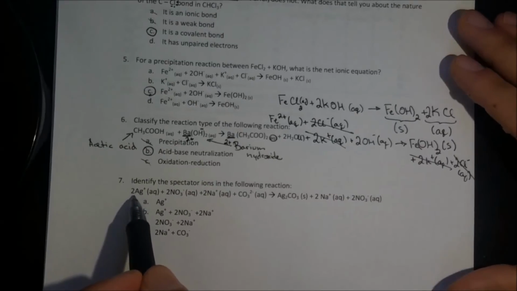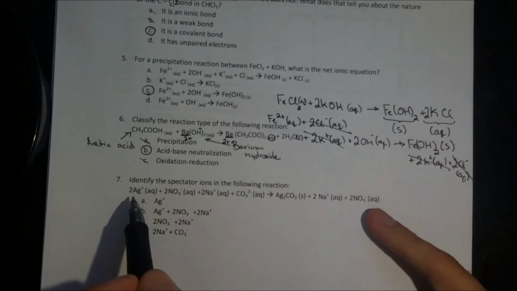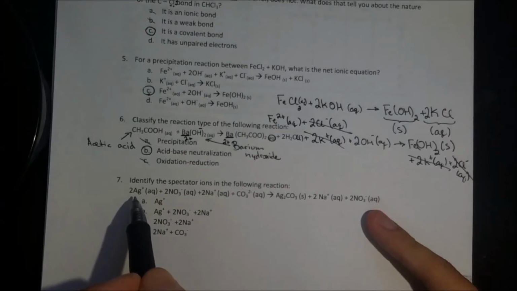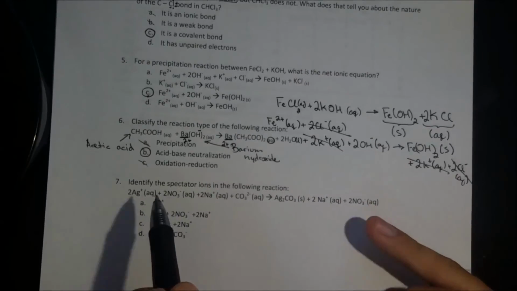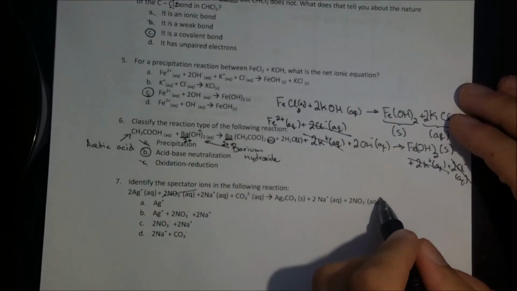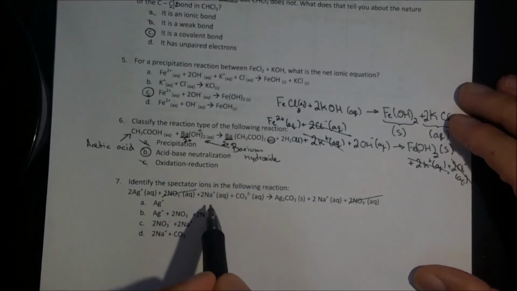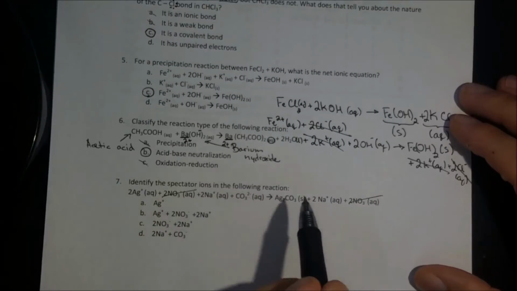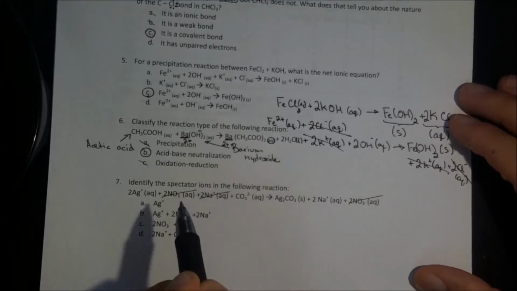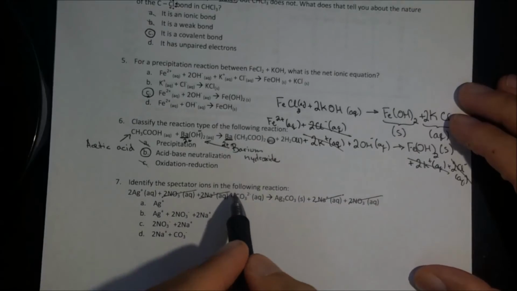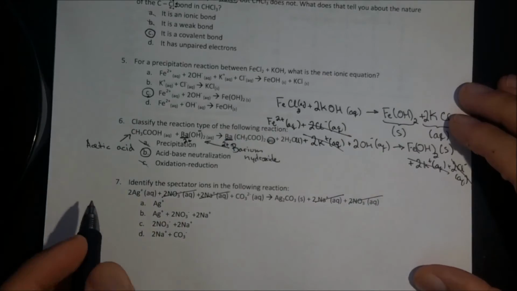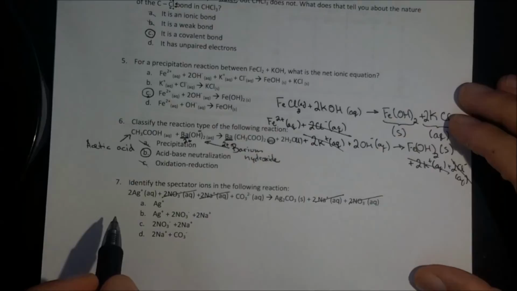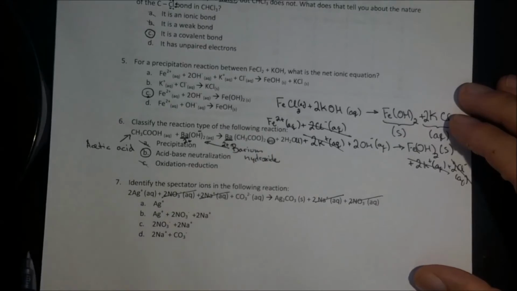So let's see, we've got silver, aqueous silver. Do we see aqueous silver here? We do not. So we cannot cancel that out. That remains. Nitrate, well, we have a nitrate here and here. Perfect. The nitrate we can cancel. So that's one of our spectator ions. What about the sodium? Well, we see sodium here, and we also see sodium there. So the sodiums we cancel. Very simple. And then the carbonate, we see no aqueous carbonate here, so we leave the carbonate. Okay, so the 2 spectator ions are the nitrate and the sodium. So the right answer for number 7 is C.